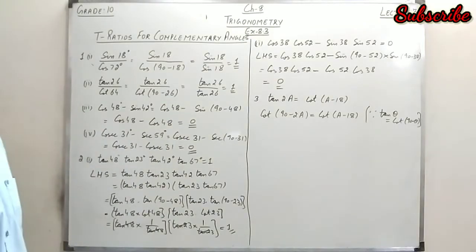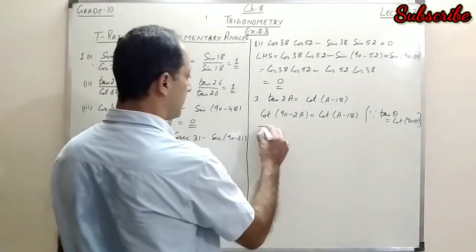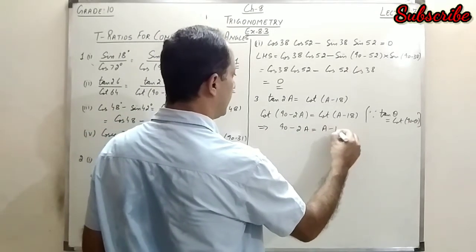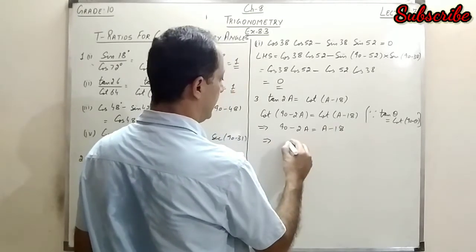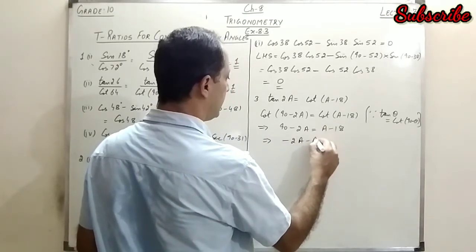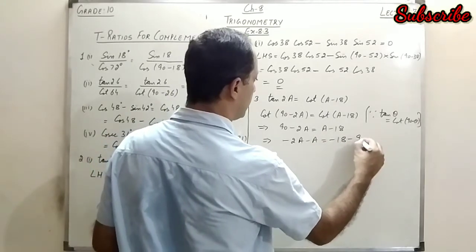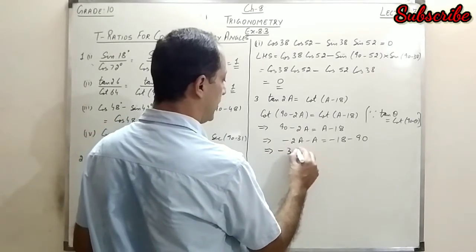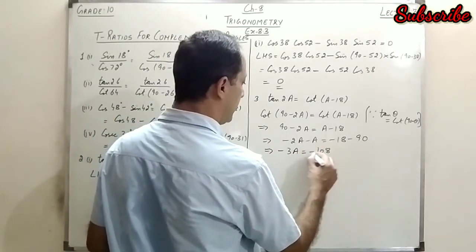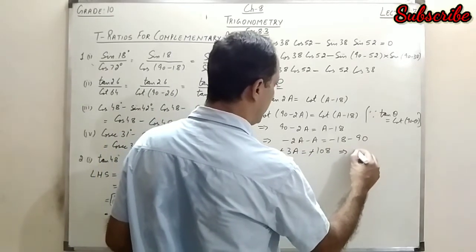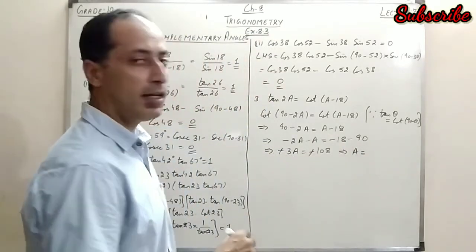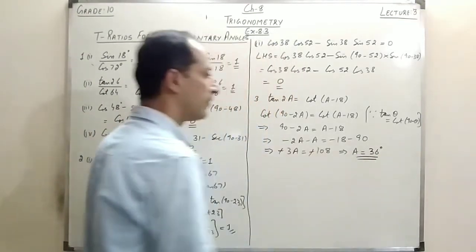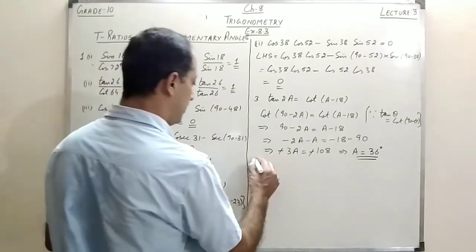Now, since the ratios are equal, the angles will be equal. So this means 90 minus 2A is equal to A minus 18, or we can say minus 2A minus A is equal to minus 18 minus 90. So on this side I have minus 3A and on the right hand side I have minus 108, and minus minus cancels. So the value of A comes out to be 108 by 3, that is 36 degrees. Then we have the next question.